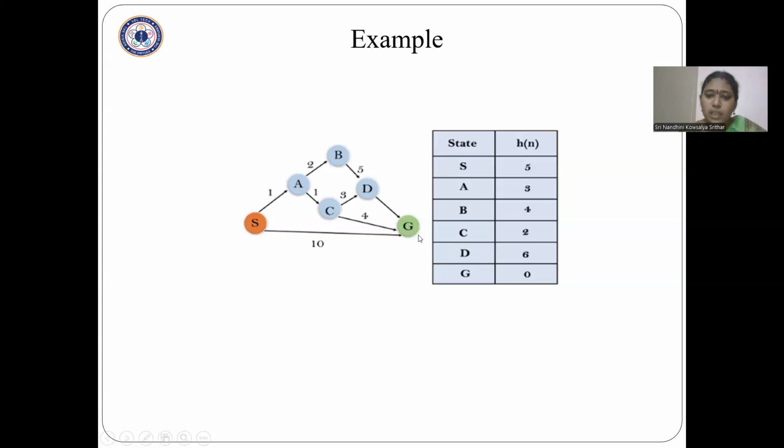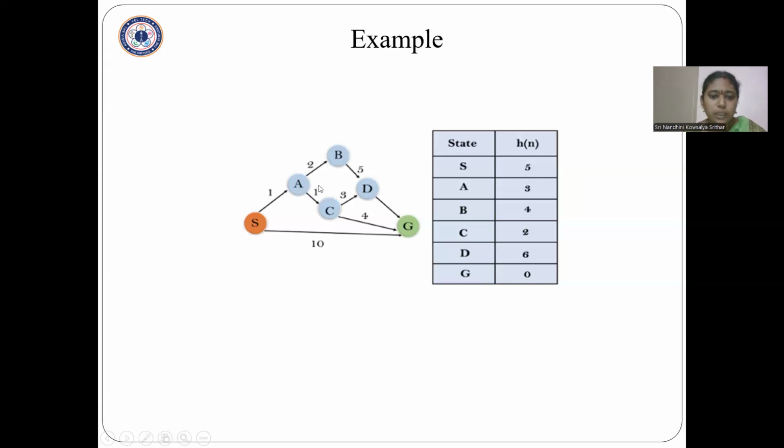Now how are we choosing? We have to add both values. From S, we have A. What is the path cost of A? 1. What is the heuristic function of A? 3. So 1 plus 3 equals 4. For G, we have path cost 10 and our heuristic function is 0. So the value is 10. Comparing 4 and 10, we choose 4.